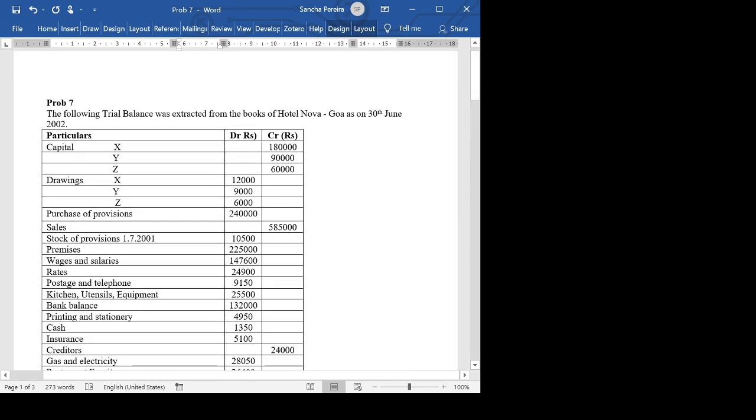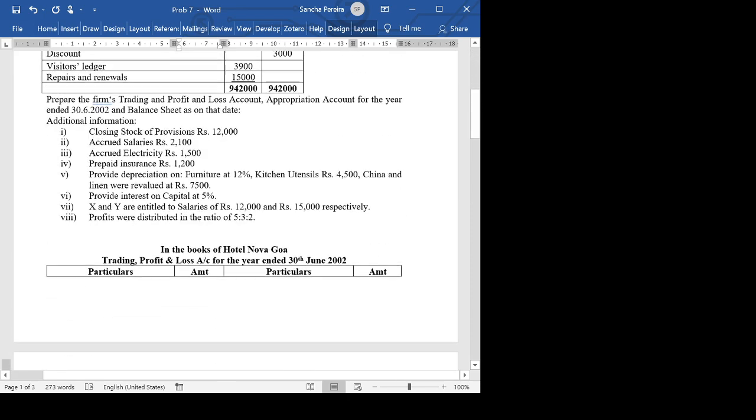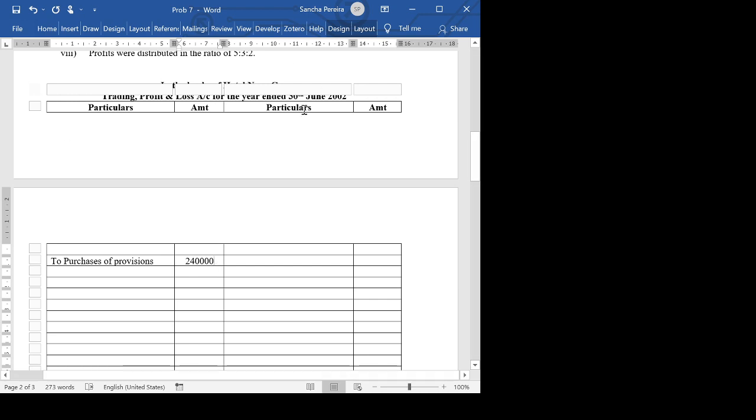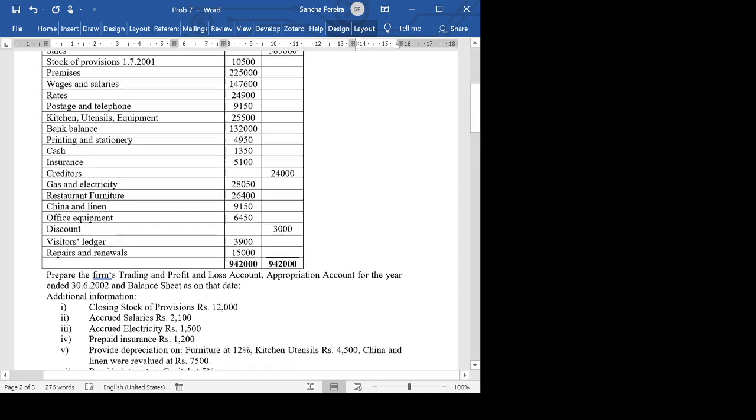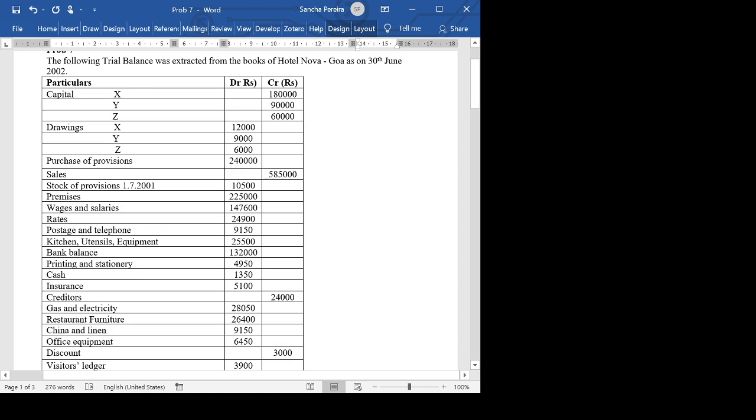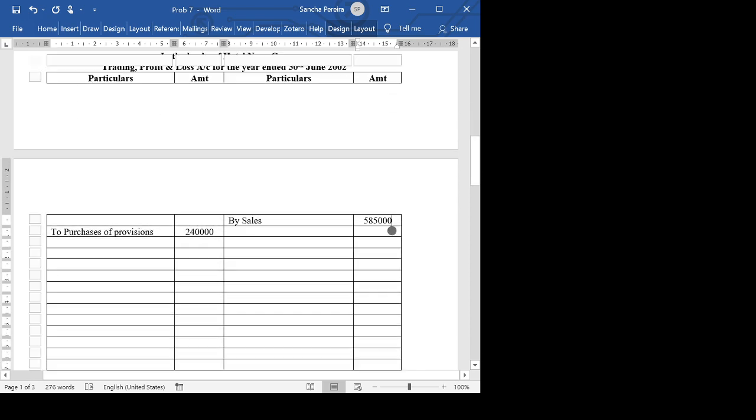Then there is sales, 5,85,000. By sales, 5,85,000. Then we have the opening stock, 10,500.